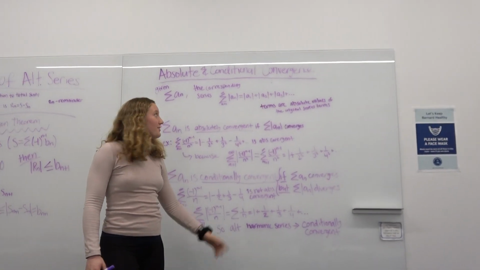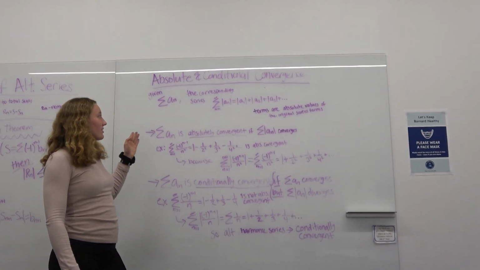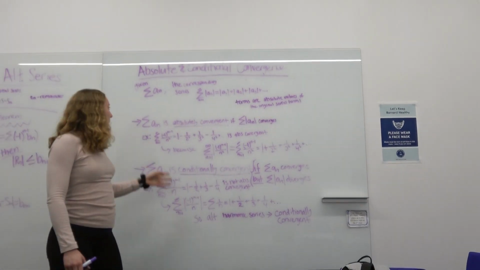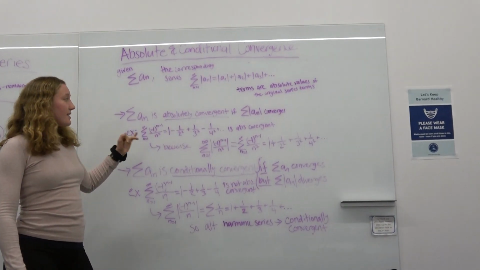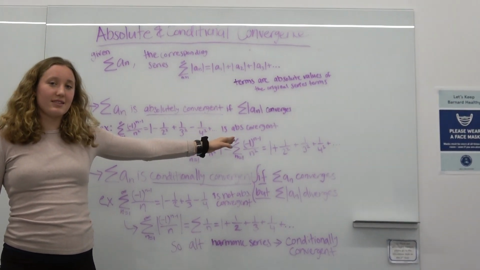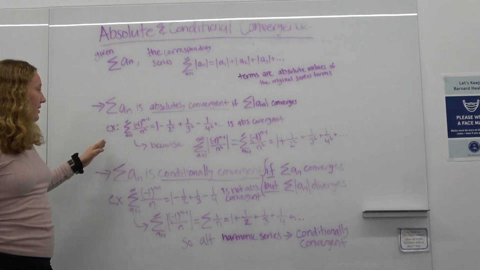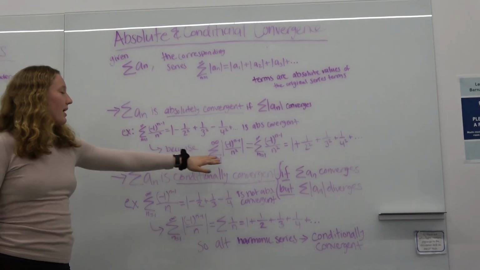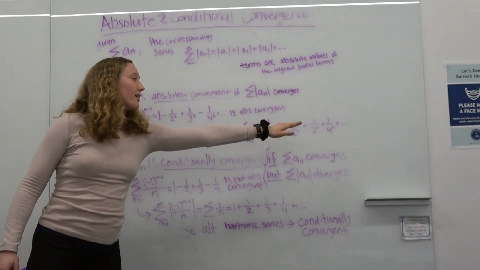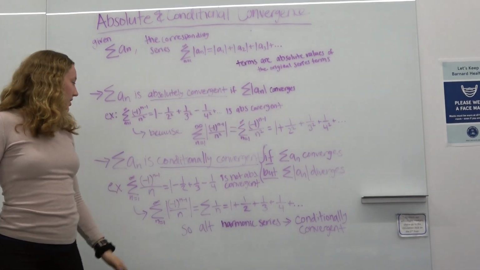Hi everyone, now talking about absolute and conditional convergence. So we're going to say, given a series, its corresponding series is the absolute value of it. And a series is absolutely convergent if the absolute value of its series converges. We can see that here with the example that both series, whether or not it's in absolute value brackets, have the same exact values that follow. So basically it's the sum of the same exact values.